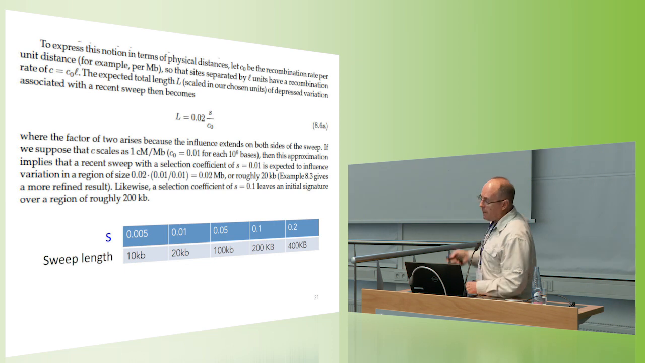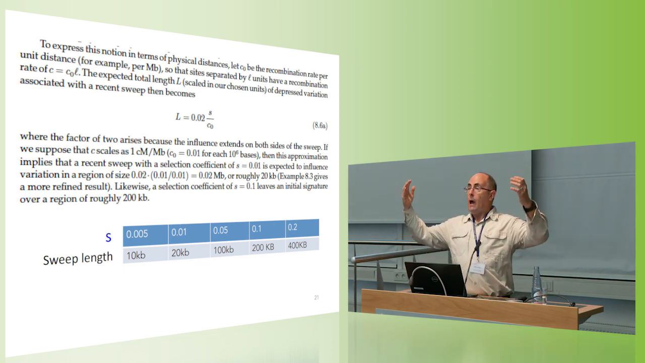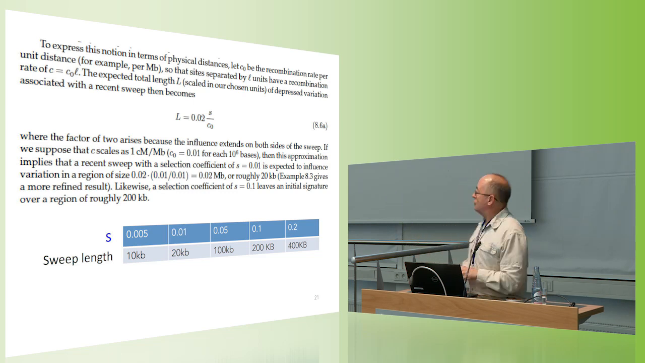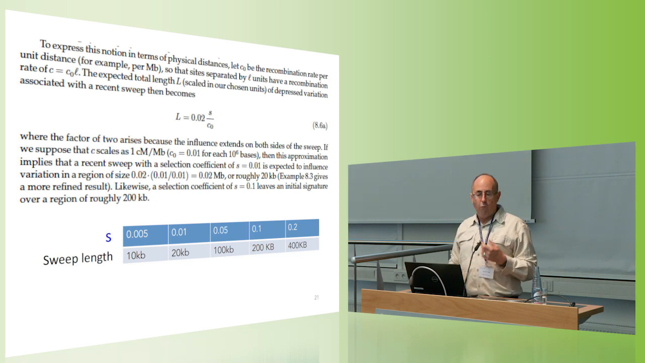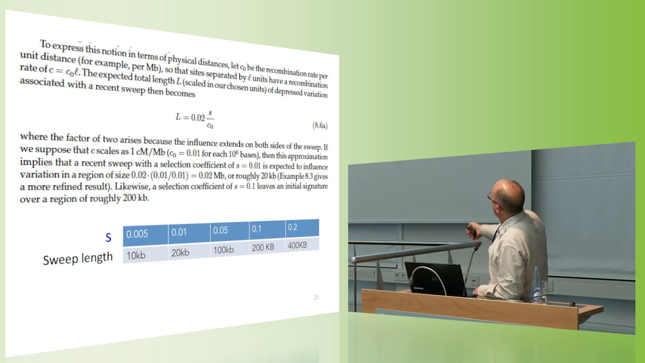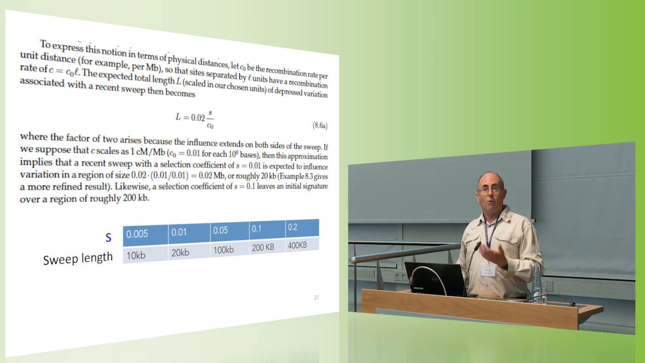So you can take results from here basically and ask the first question, which was, what's the range of a sweep? There's a nice result here due to Dick Hudson and Norm Kaplan. It gives you the length of the sweep as a function of the recombination rate averaged over that region and the strength of selection. So for example, if you take a typical figure of 1% recombination per megabase, so 1 centimorgan per megabase, that's a pretty average figure. What you see is if I have an allele that has a 5% selective advantage, the sweep covers 100 kb. If it has a 0.5% advantage, the sweep covers 10 kb. So what you see is this trade-off between recombination and strength of selection. The larger the effect, the larger the window.